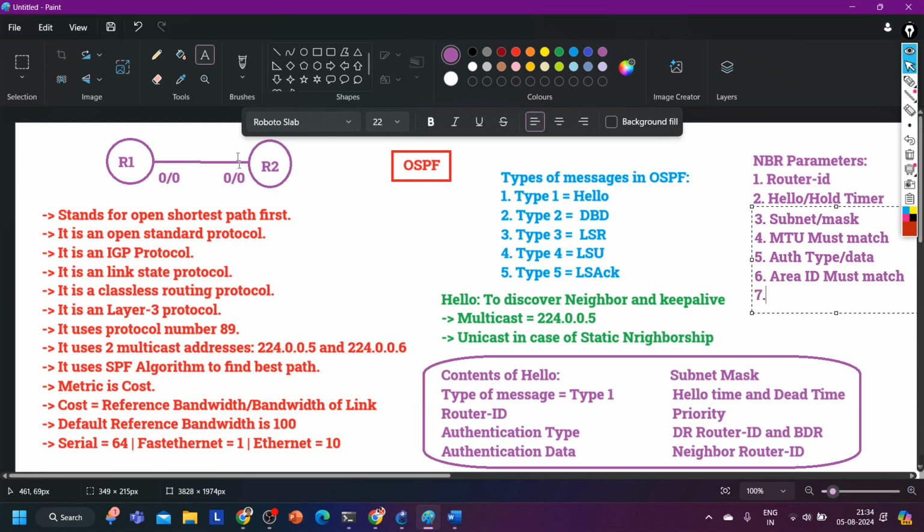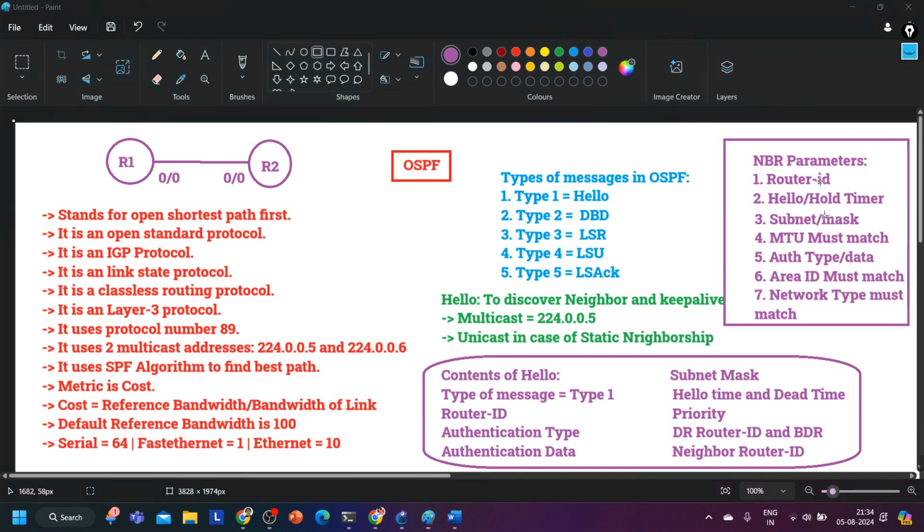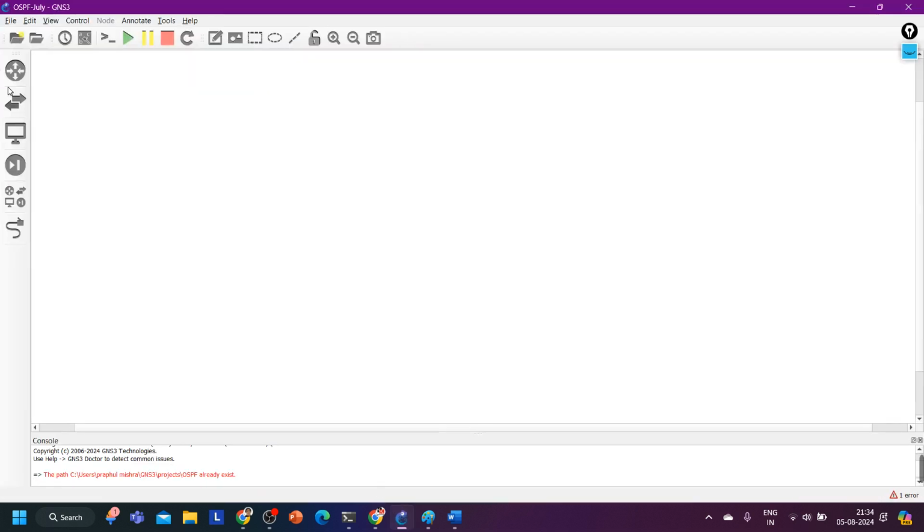Then the next parameter, number 7, is network type. As I told you, we have multiple types of network: broadcast, non-broadcast, point to multipoint, right? So network type must also match. These are the hello parameters. Now you can take a screenshot of it. Please take a screenshot. Done, guys? These are the hello parameters. Now let me verify all of these.